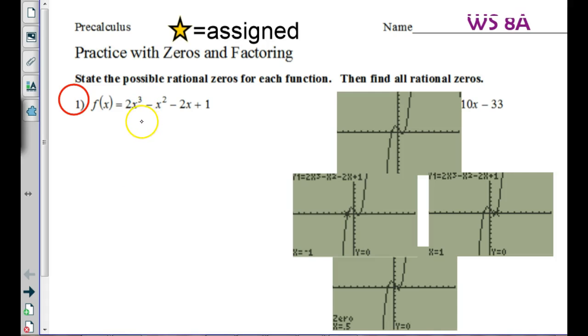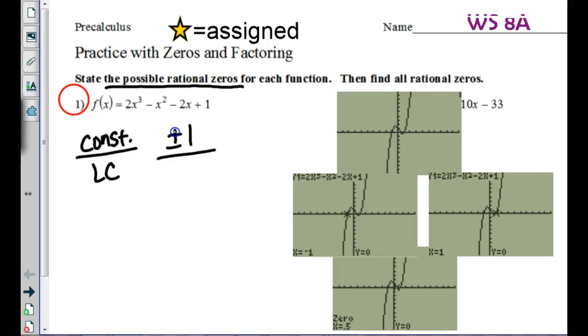You have to do problem 2. Okay, I'm just going to talk about problem 1 really fast. All of the front side on A says list all the possible rational zeros. So let's practice that. It's factors of what over what? Constant over leading coefficient. What are the factors of the constant? What is the constant? 1. So the factors are plus or minus 1. What is the leading coefficient? 2. What are the factors of 2?